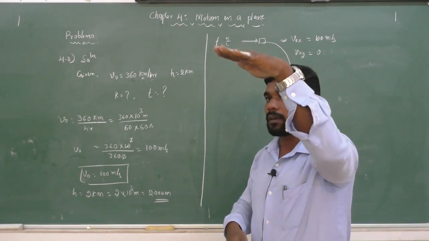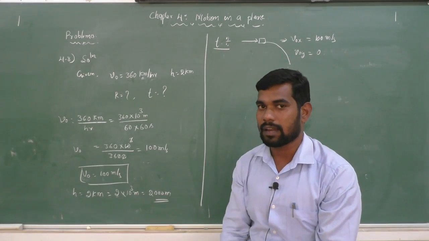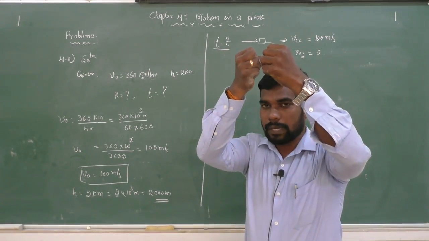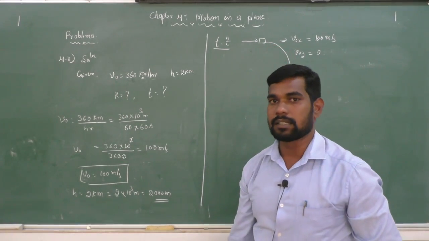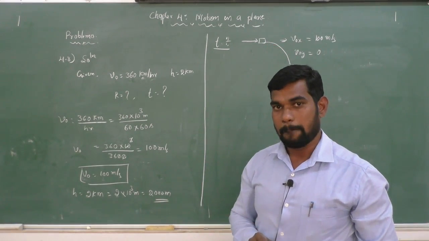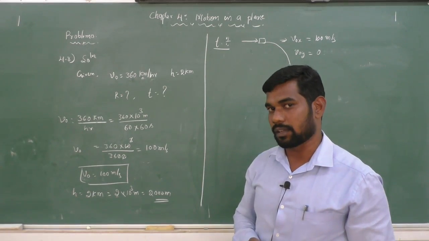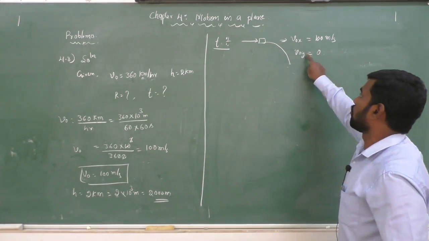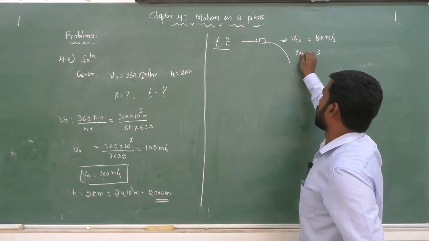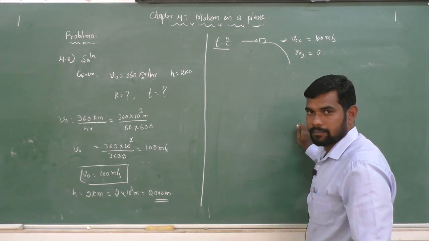Then after dropping, what happened? It will be under the action of gravity. Then your food bag will be accelerating towards the ground. But the initial velocity along the y direction, V0y, will be 0.